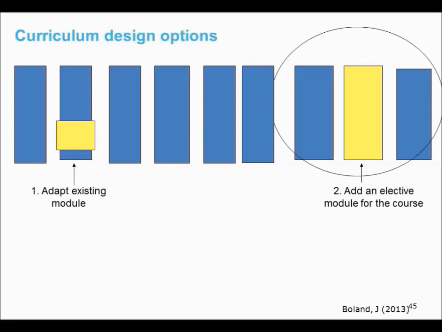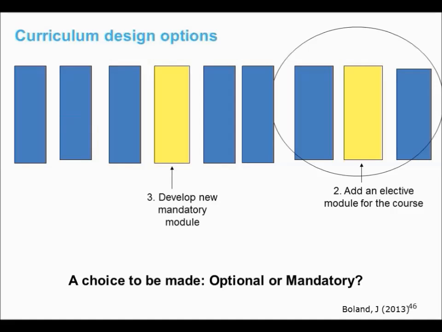Another option is to offer students an elective module. That is, an entire module as a segment dedicated to a community-based research or community-based learning activity. The other option is to introduce a new mandatory module that students must complete. The development of explicitly identified community-engaged modules as either elective or mandatory have become more common in Irish higher education in recent years. Whether participation in community-engaged learning is optional or mandatory for students is a key decision.